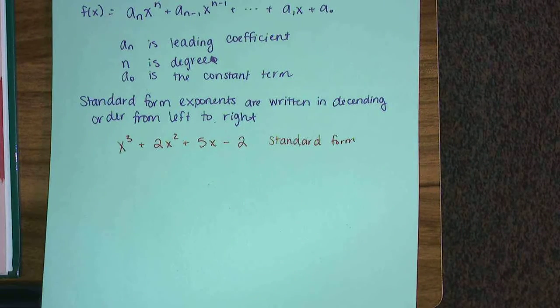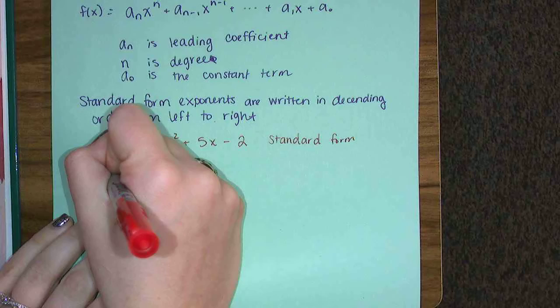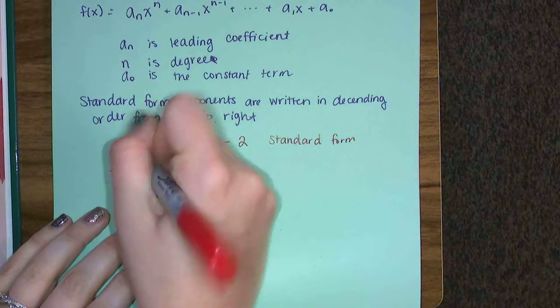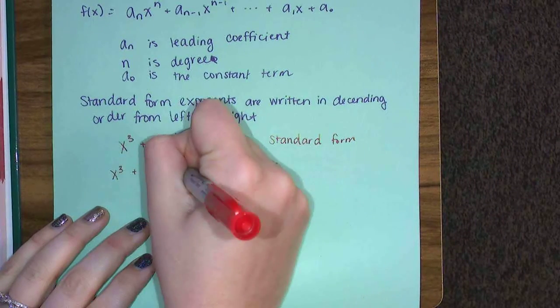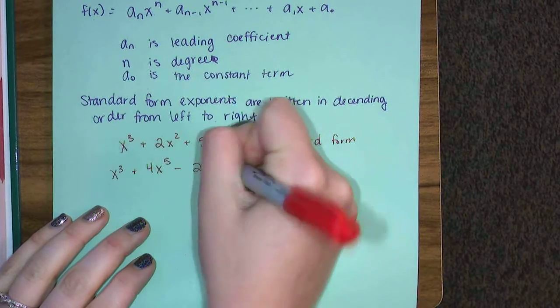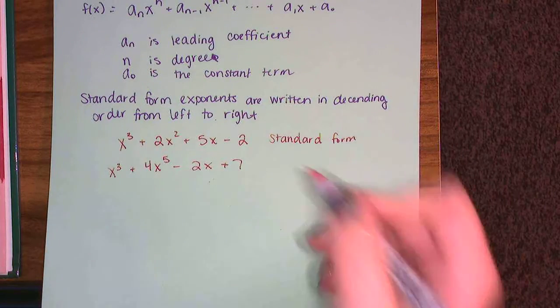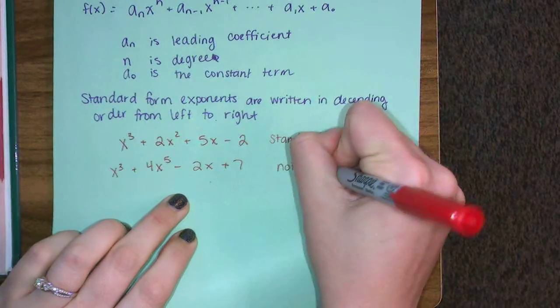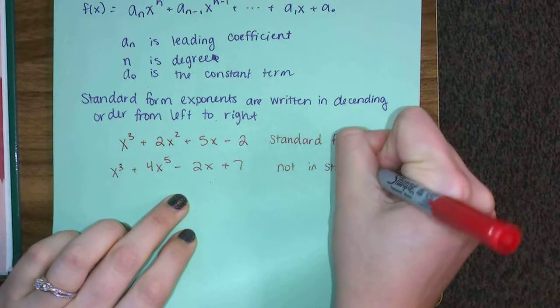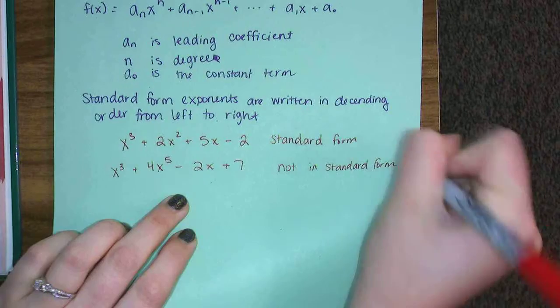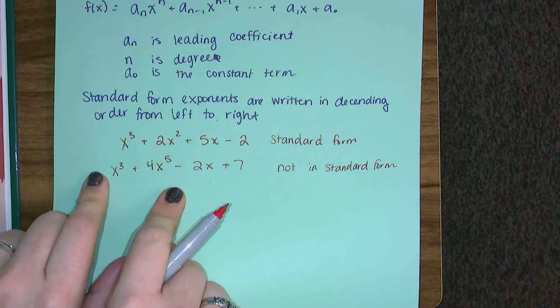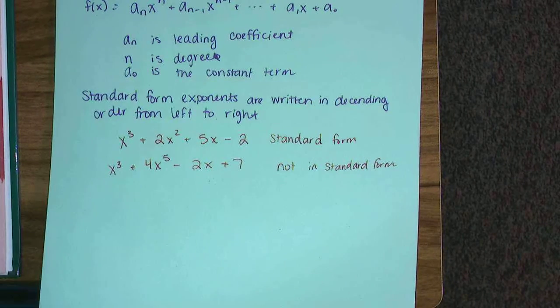Or descending order. However, if I had x cubed plus 4x to the 5th minus 2x plus 7, that's not in standard form. It would have to be rewritten, moving this term to the front, for it to be in descending order. That does not mean every term has to be there, but they have to be in descending order for what is there.